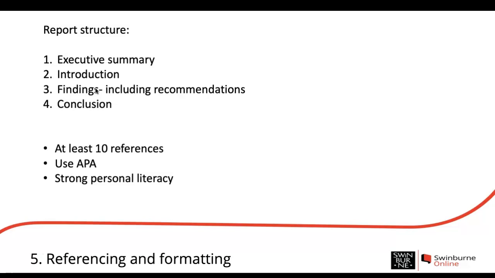Those doing specialisation need at least 10 references. Those doing the main unit need 7 at least, but obviously you can use more. The more academic research, the better. Use strong APA and strong personal literacy. So always remember to proofread your assessment, because it's always a source of extra marks for you.